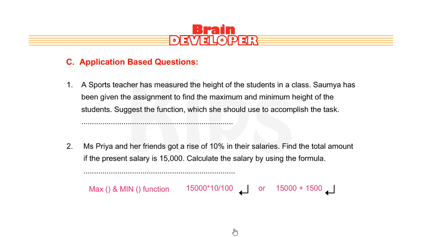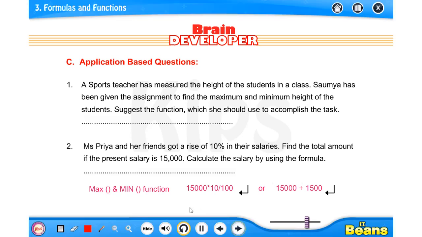First one is, a sports teacher has measured the height of the students in a class. Soumya has been given the assignment to find the maximum and minimum height of the student. Suggest the function which she should use to accomplish the task. So we will use maximum and minimum function for doing that. For finding out the minimum value, minimum function, and for finding out the maximum value, maximum function. So answer should be max and min function.